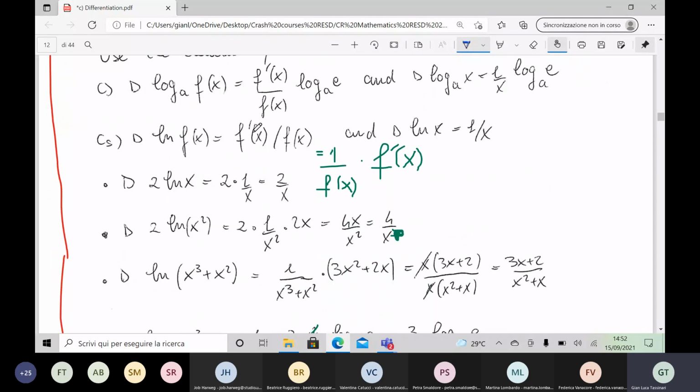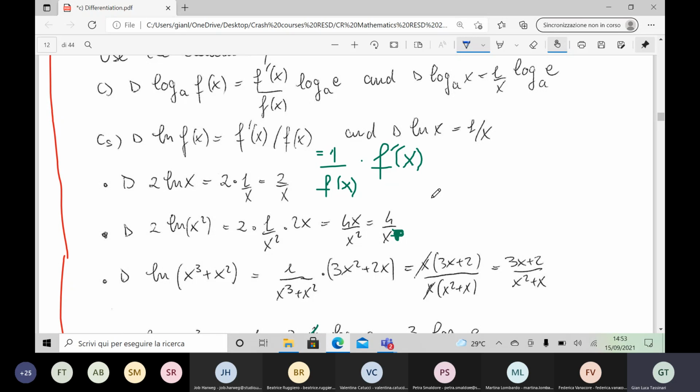Don't be scared. I simply told you that writing f prime of x over f of x is like writing 1 over f of x times f prime of x, because in my mind, I always do the computation following this reasoning: 1 over the argument times the derivative of the argument. It's the same, okay, guys. Because if you do the product, you write it directly here, but I prefer to write it separately. So now we go on.